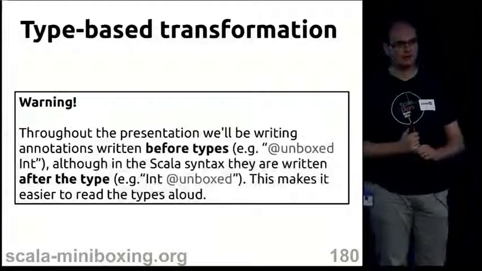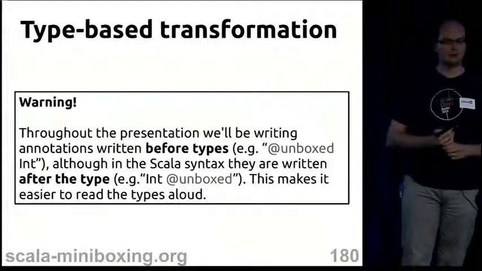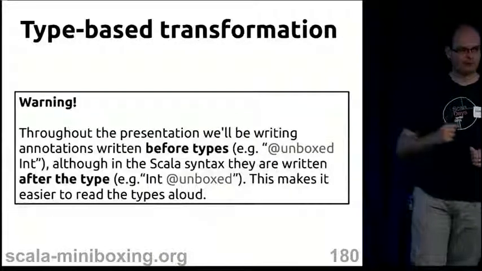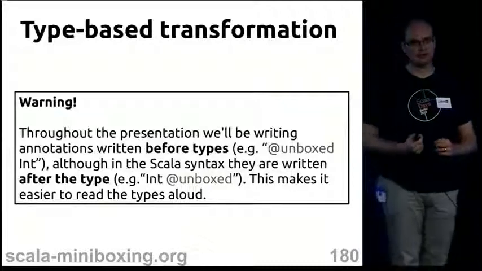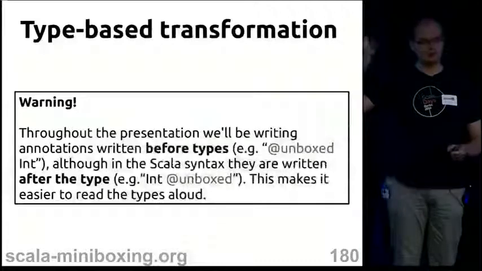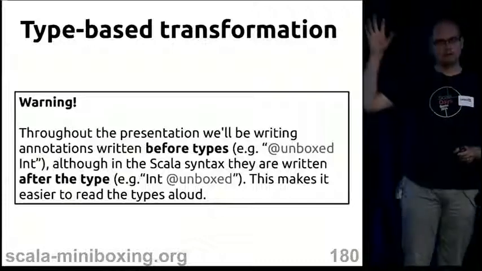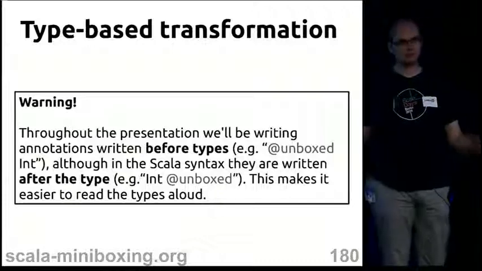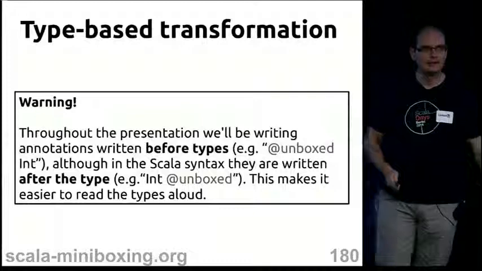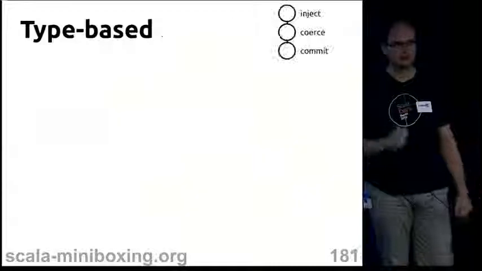Before we see this in practice, I have to warn you. The way I write in all the descriptions, and even in this presentation, I always write the annotations before the type. This is not according to Scala syntax. In the Scala syntax, you would write int unboxed, so you would first put the int and then the unboxed. I find it much more natural to say unboxed int, because I can just read it, it's an unboxed int. Why bother to say int unboxed? Okay, so when you're writing code, you'll have to switch the two.